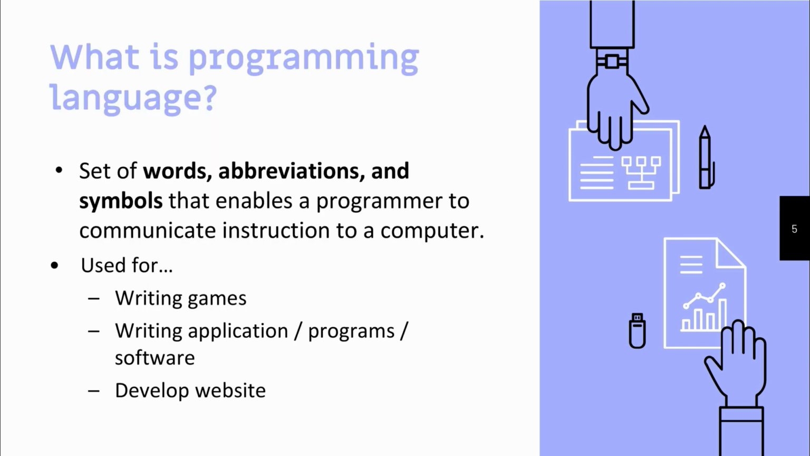Tadi saya cakap pasal Java tu programming language. Okay, tapi apa sebenarnya programming language? So, programming language is a set of words, abbreviations and symbols that enable a programmer to communicate instruction to a computer. Okay, so basically programming language ni lebih kurang lah macam language kita human. Ada bahasa Melayu, ada bahasa Inggeris, and we have Korean, Mandarin and banyak lagi lah.